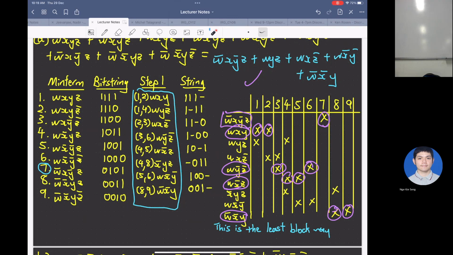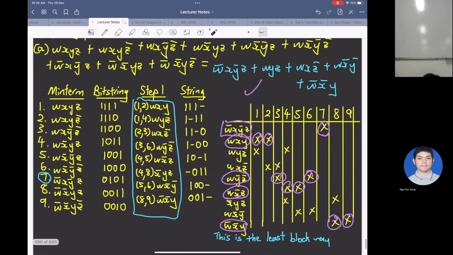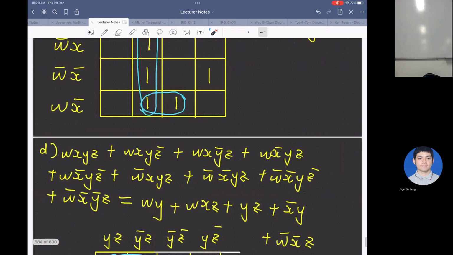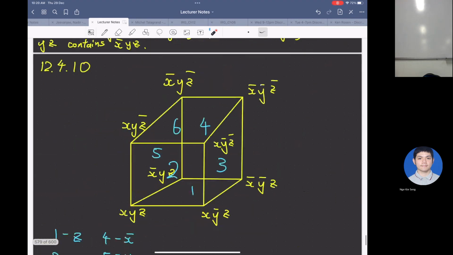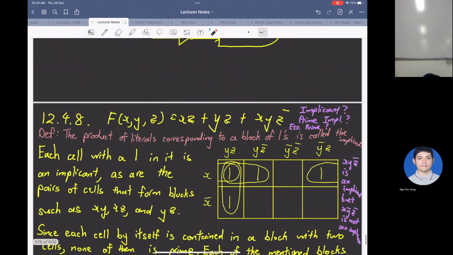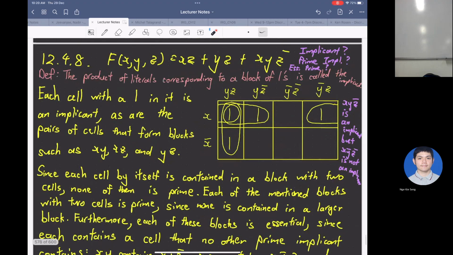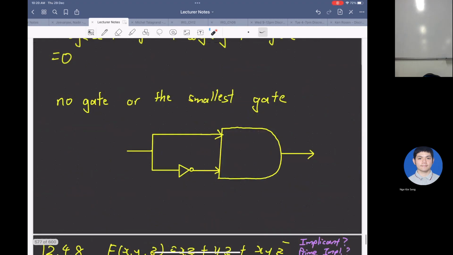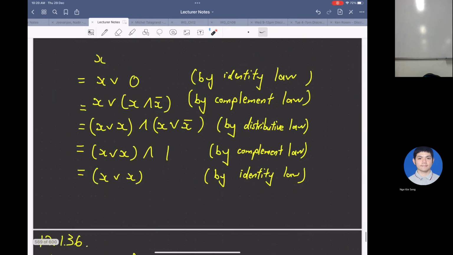Any question or not? No? Understand which one? The definition of implicant. Oh, go through again. You mean just for implicants, or prime implicants and essential implicants? All these three. Then maybe we go.